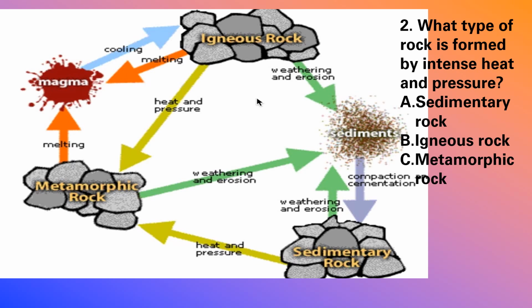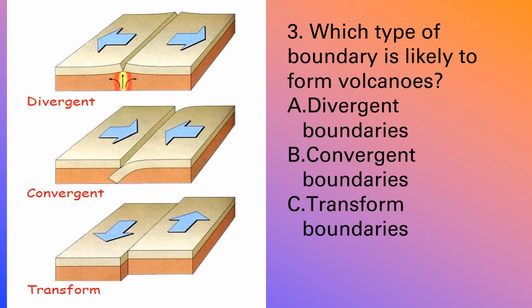Number 3, which type of boundary is likely to form volcanoes? A, divergent boundaries. B, convergent boundaries. Or C, transform boundaries.